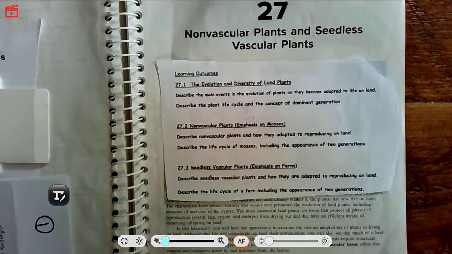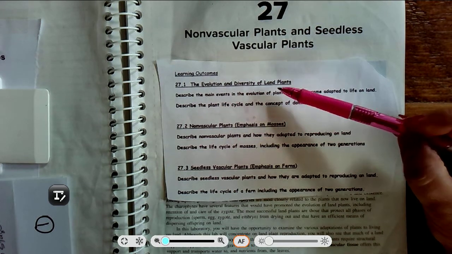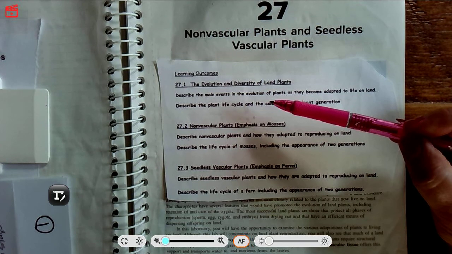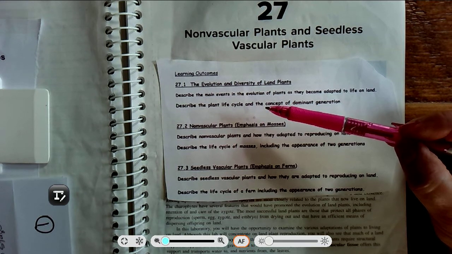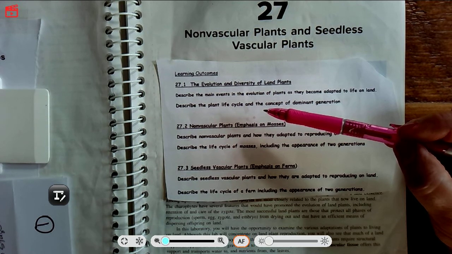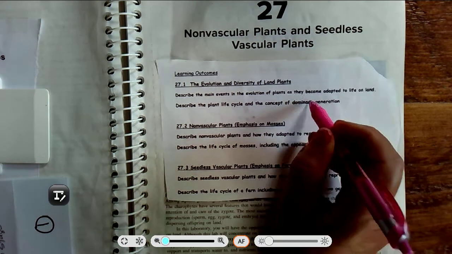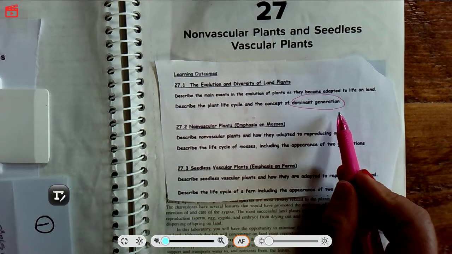As your lab indicates, your learning goals discuss the evolution and diversity of land plants. So we'll be starting with green algae, the common ancestor to land plants, and the transition from water to land, then the mosses, our most primitive land plants, moving to ferns, pines or conifers, and then angiosperms, or our flowering plants. So we'll be looking at that. We're going to look at the concept of dominant generation in plants. They have two generations. We'll look at dominant generation.